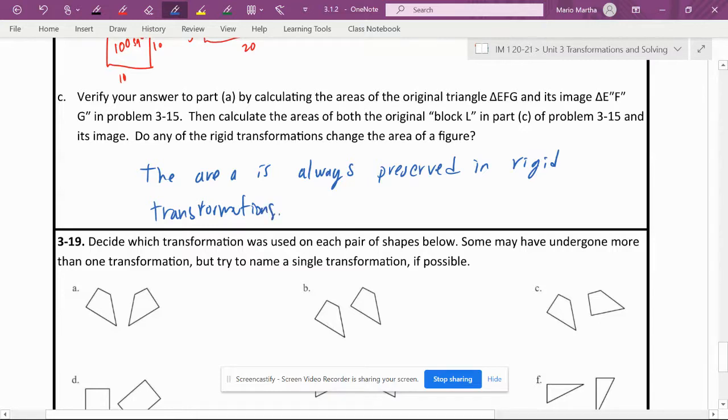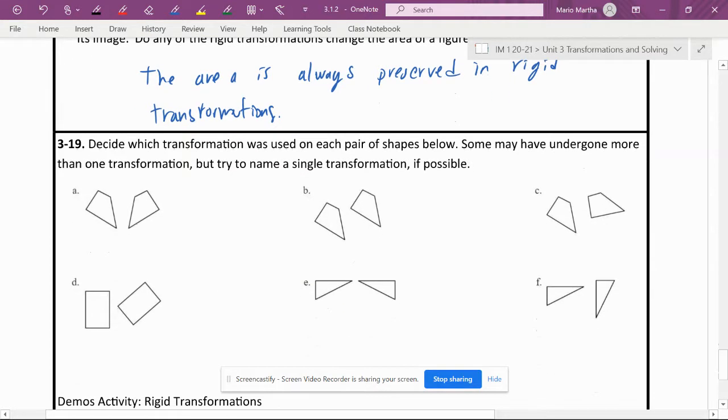All right. And then right here, let's say decide which transformation was used on each pair of shapes. Some may have undergone more than one transformation, but try to name a single transformation if possible. So what do you think it is for part A right there? Reflection, a translation, or a rotation? I would say reflection.